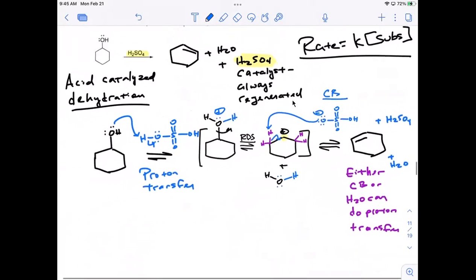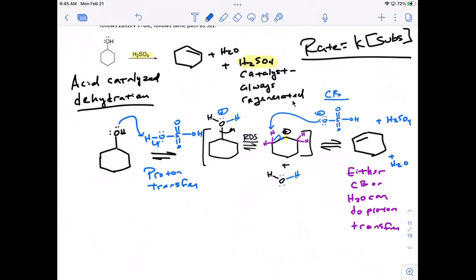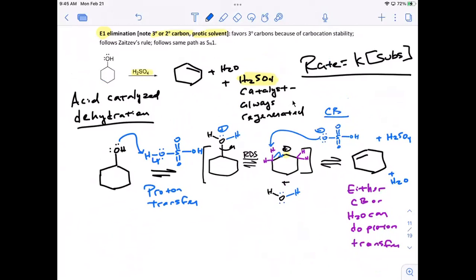So this is the rate determining step here, loss of leaving group. That's why the rate is only dependent on the substrate. Proton transfer does not affect the rate. The elimination step does not affect the rate. The loss of leaving group is my rate determining step.